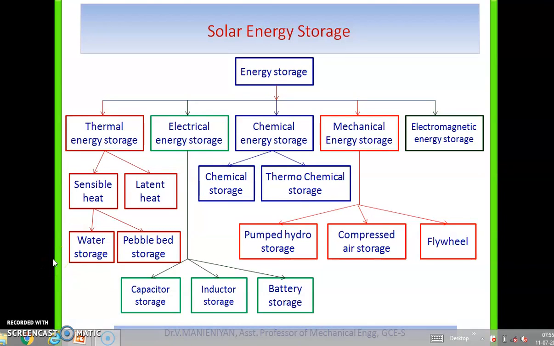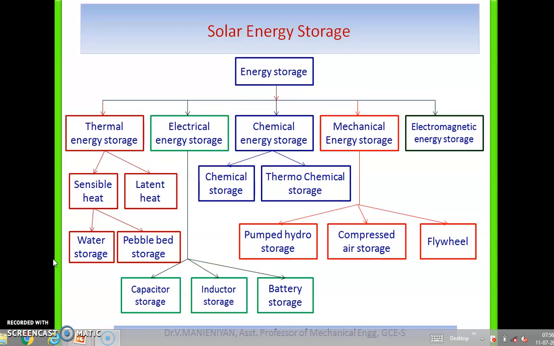Now we have discussed the solar energy storage system. Solar energy is a time-dependent or intermittent energy resource. In general, storage is needed for a wide variety of applications. The problem is especially severe for solar energy when it is used for heating in winter because of its low availability during this period.